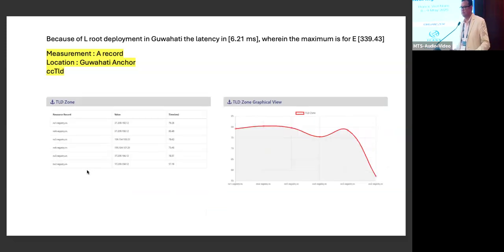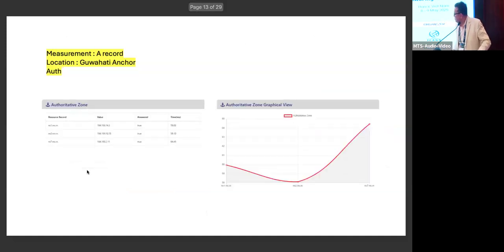May I have the next slide? This is a ccTLD latency. Next slide. This is the authoritative server latency.